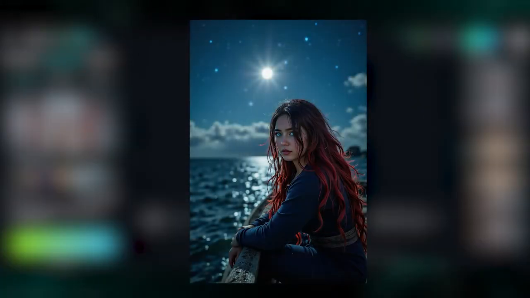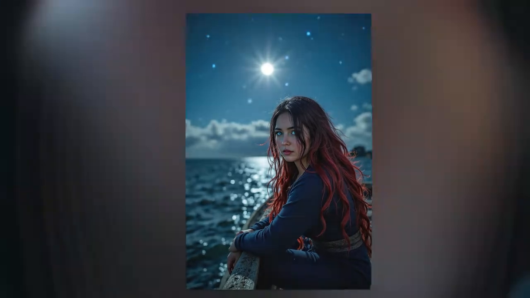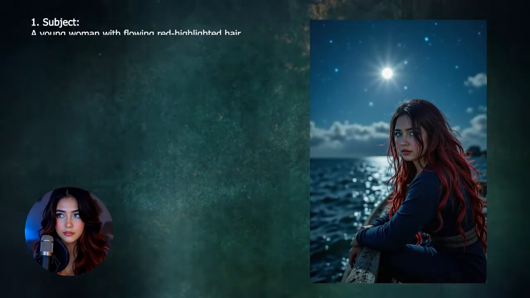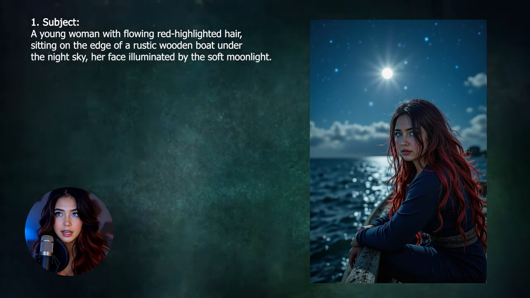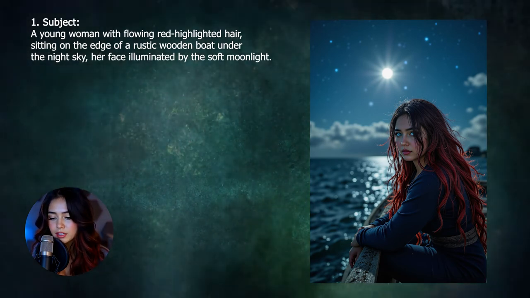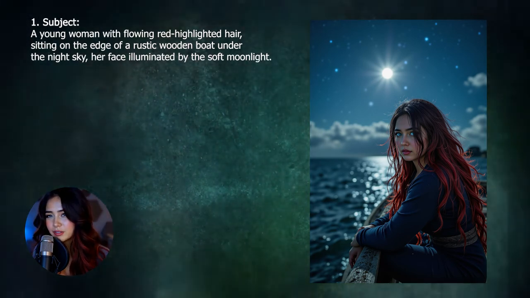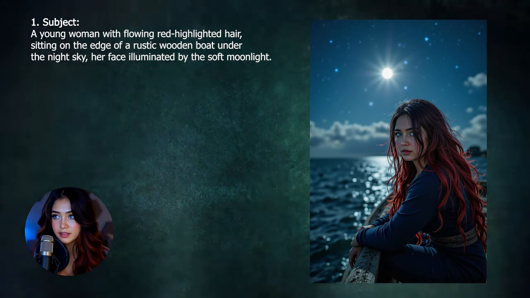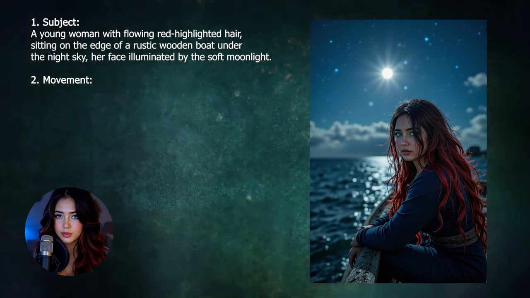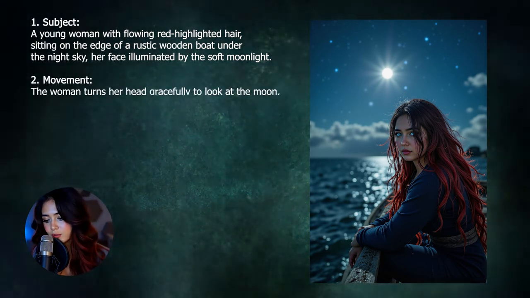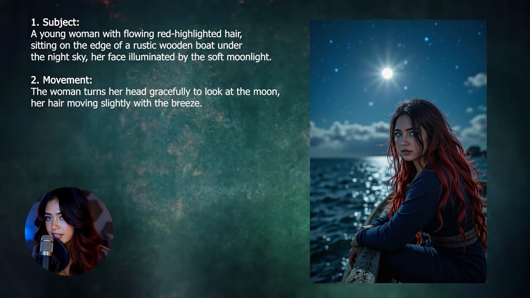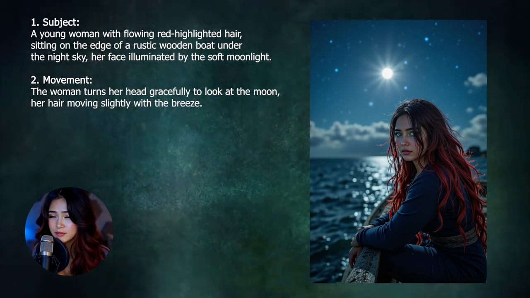For example, in order to properly animate this picture of me in a boat, the first part of the prompt is the subject, and so I'll say a young woman with flowing red highlighted hair sitting on the edge of a rustic wooden boat under the night sky, her face illuminated by the soft moonlight. Number 2, we have to add the action or the movement, and so I'll say the woman turns her head gracefully to look at the moon, her hair moving slightly with the breeze.